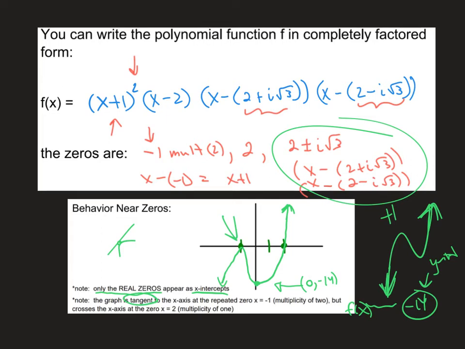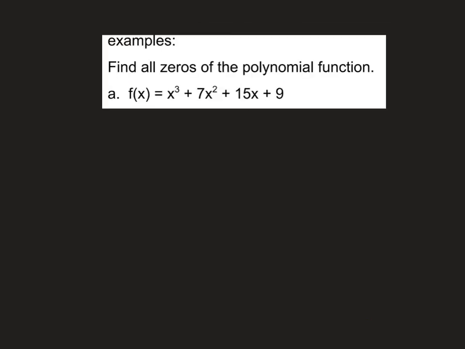And that's because -1 had a multiplicity of 2. But the graph crosses at 2 because it has a multiplicity of 1. Again, reviewing a lot of stuff that we've been doing. So what are you going to do?